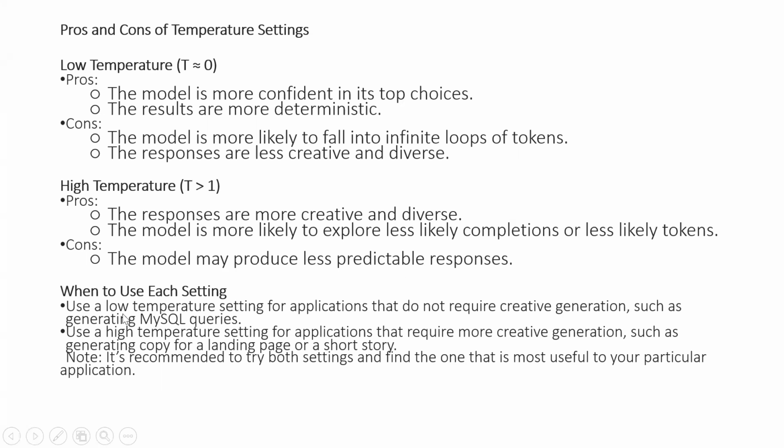When to use each setting: use a low temperature setting for applications that do not require creative generation, such as generating MySQL queries. When I am generating SQL queries, I don't want my application to be creative, right? It should not give different table names. So I will keep my temperature low, so that it precisely gives me accurate results which are not diverse. Okay? Use a high temperature setting for applications that require more creative generation, such as generating copy for a landing page or a short story or things like that. Does that make sense?